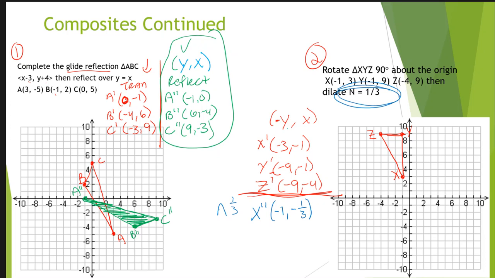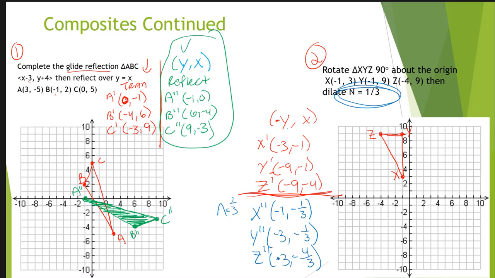Now, let's be clear. It's not that the coordinate can't be negative when I was talking about the scale factor before. It's just that the scale factor itself can't be negative. So we get Y prime, Y double prime. That's going to be -3 and -1/3. And Z prime is going to be -3 and -4/3.